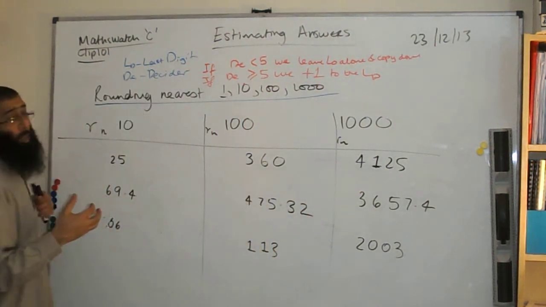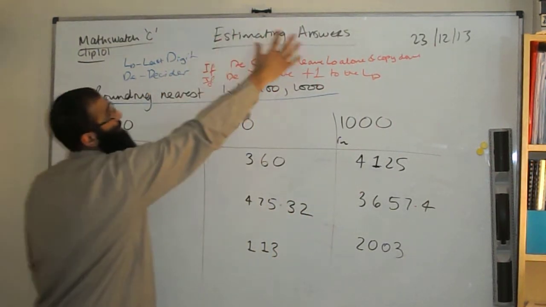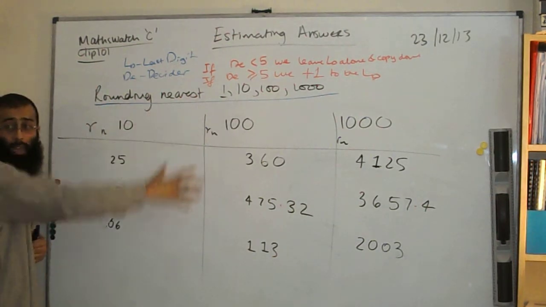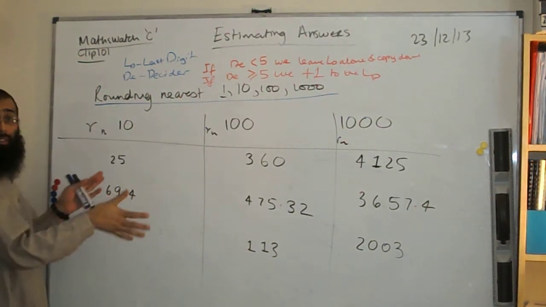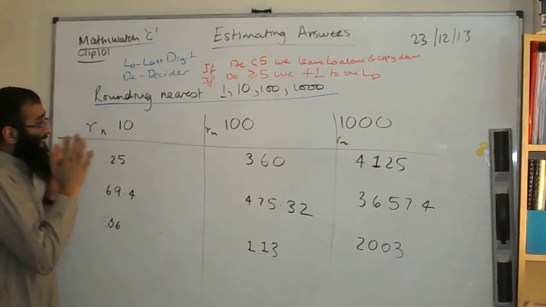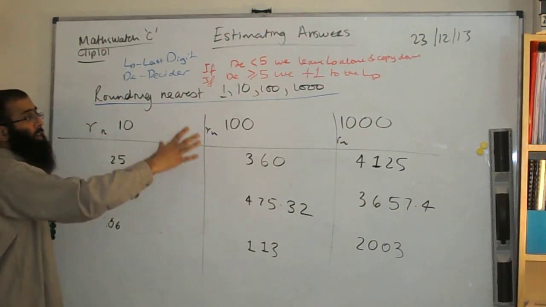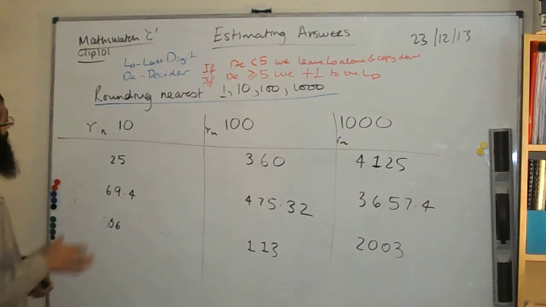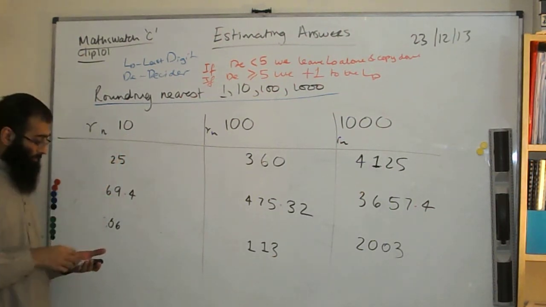So we carry on the theme of introducing this topic of estimating answers on the Mathworks Grade C Clip 101. We've done the background work, we've done rounding to the nearest whole number in the previous video, and in this video we're going to be rounding to the nearest 10, 100 and 1000. Right, rounding to the nearest 10.